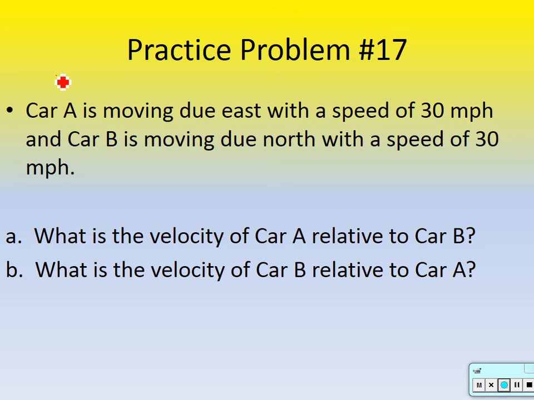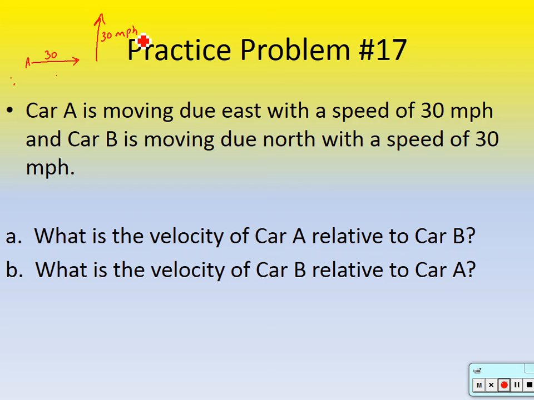Car A is going which way? East. Which way is east, guys? Right. To the right. At how fast? 30. Okay, so it's going 30. And car B, this was car A, car B is going north at a speed of 30 miles per hour. Okay, so at the same time car B is going north. North is straight up, isn't it, guys? Yeah. At 30 miles per hour.